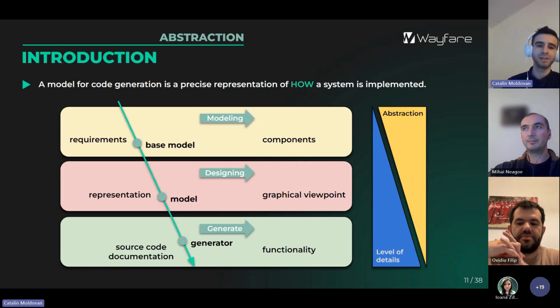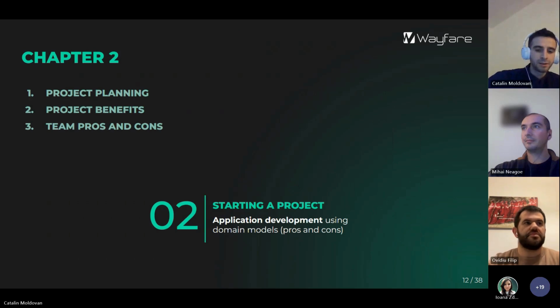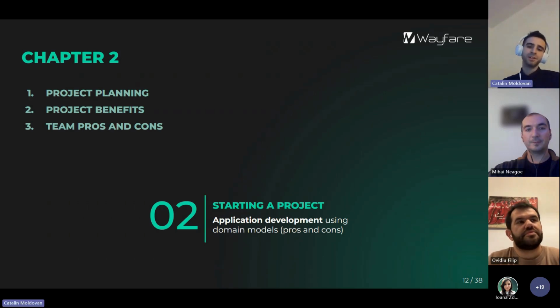So you can see that the abstraction decreases from top to bottom, and the level of detail increases as we reach the code level. Okay, and now let's move to the next chapter. We'll see now how we can integrate model-driven engineering into a project.